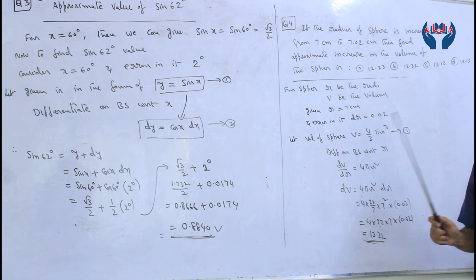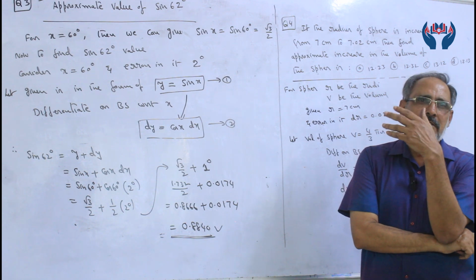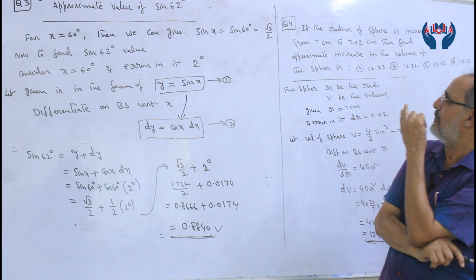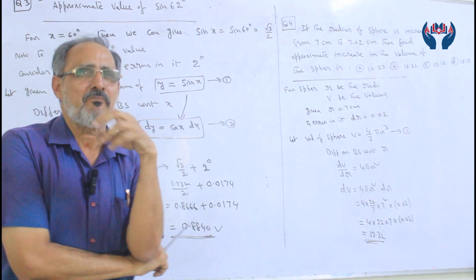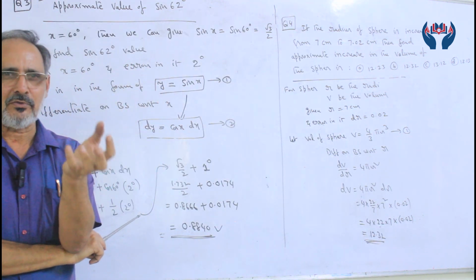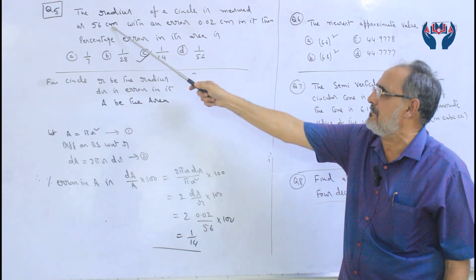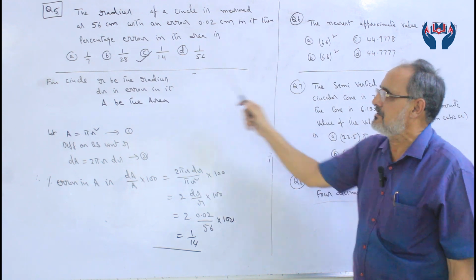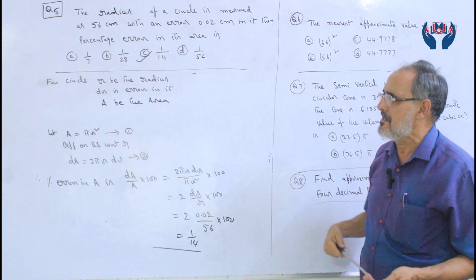These are the 4 questions completed in the first spell: square root, cube root, sine problem, and one applied problem on geometry. Now the question number 5, I am going to plot now. The radius of a circle is measured 6 centimeters with an error of 0.02 centimeters in it. Then what percentage error in the area is calculated?